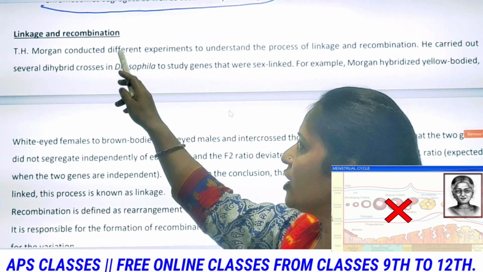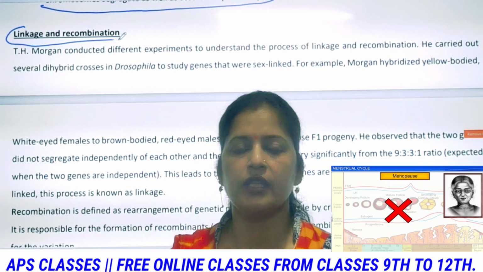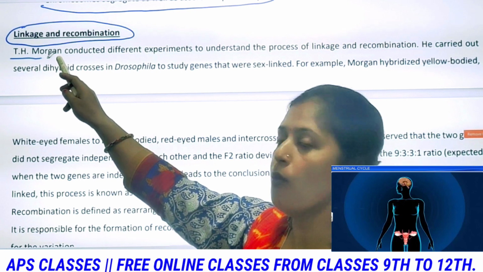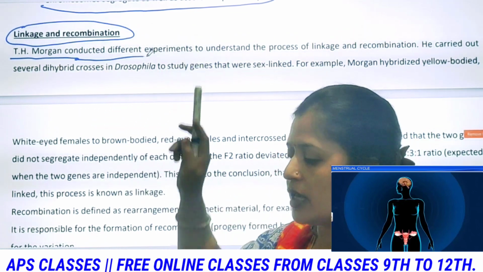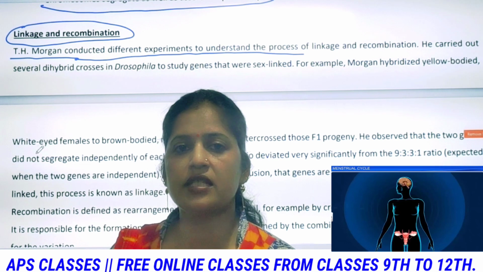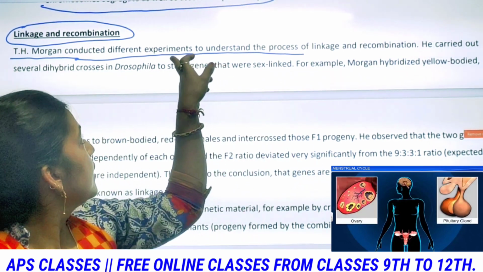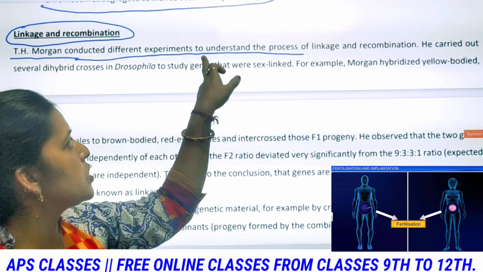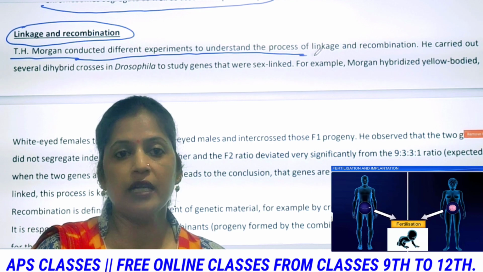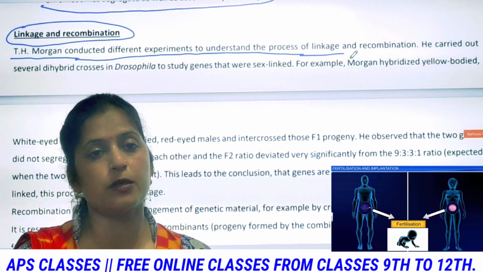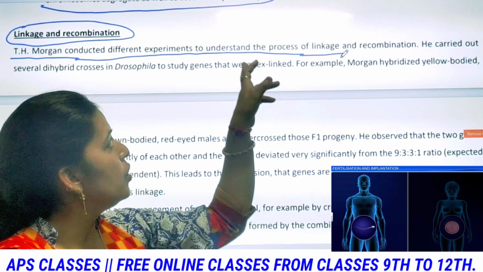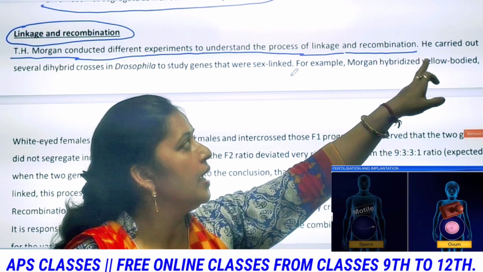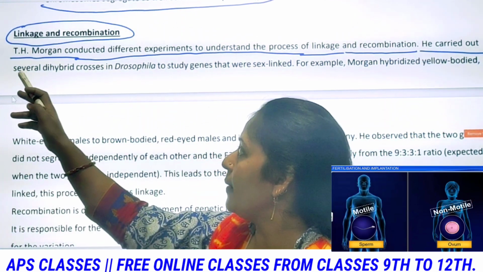Next is linkage and recombination. What do we mean by the process of linkage as well as recombination? T.H. Morgan conducted different experiments to understand the process of linkage as well as recombination.